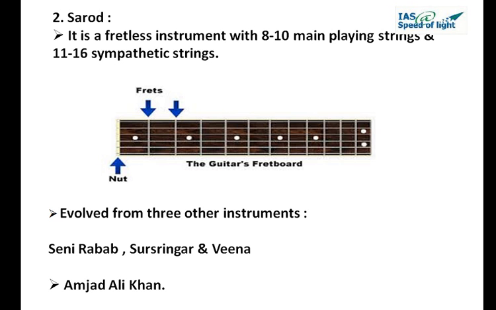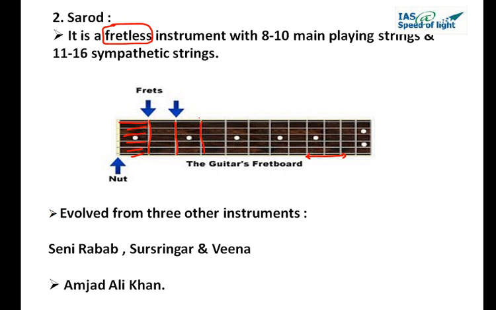Now coming to the second string instrument, which is sarod, and it is a fretless instrument. Another technical term here: a fretless instrument with 8 to 10 main playing strings and 11 to 16 sympathetic strings. Now what these frets are, if you can see this fingerboard, you have these metal strips which are inserted into the fingerboard, and these metallic strings, along with the playing strings, produce different vibrations of the sound.